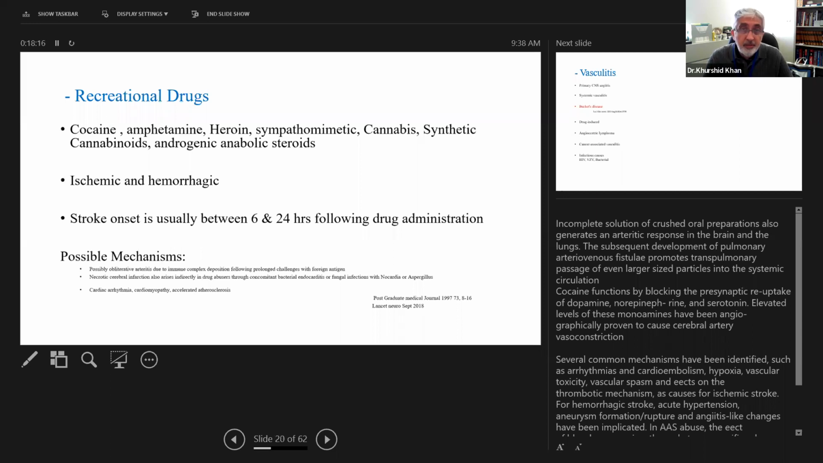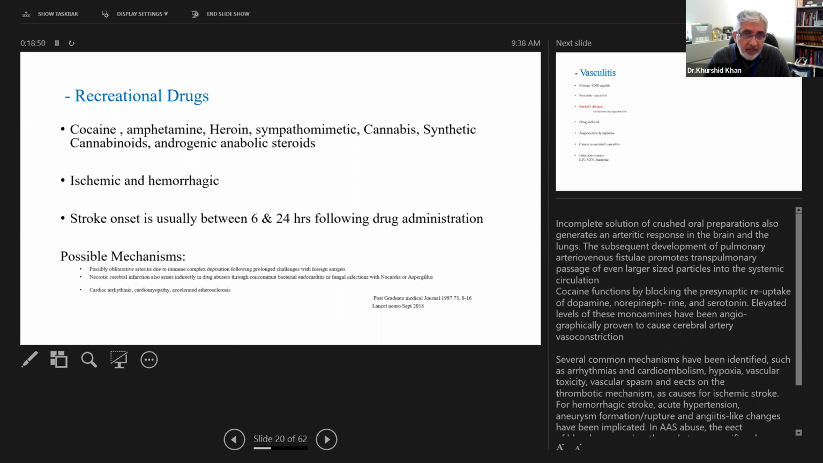Recreational drugs or substance abuse in younger individuals is common. Multiple different medications that we are quite familiar with include cocaine, amphetamine, other sympathomimetic medications, and cannabis. It may cause both ischemic or hemorrhagic stroke. Stroke usually occurs within a short time of its use, within 24 hours of its use prior to experiencing stroke.